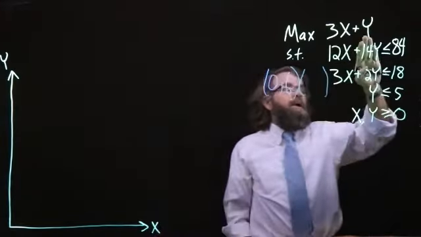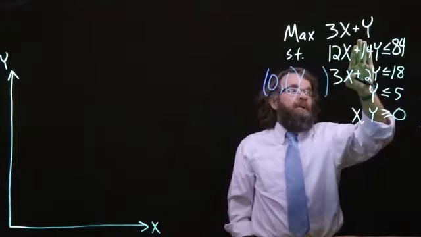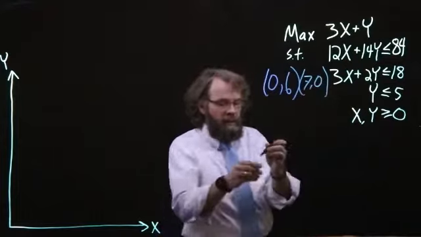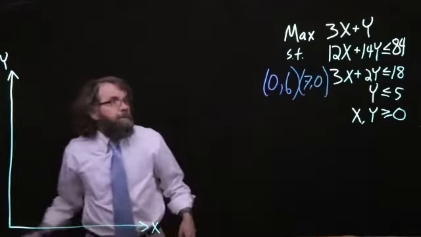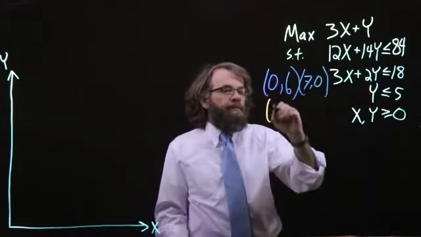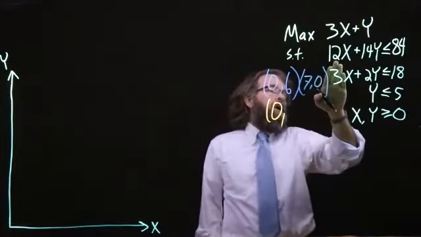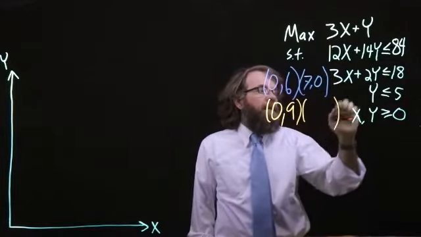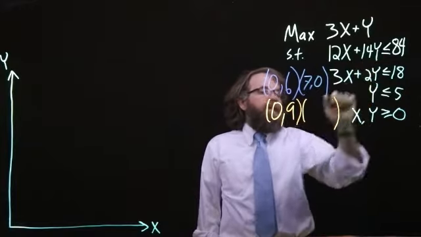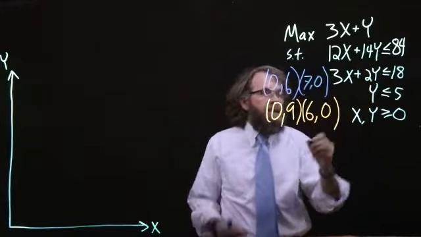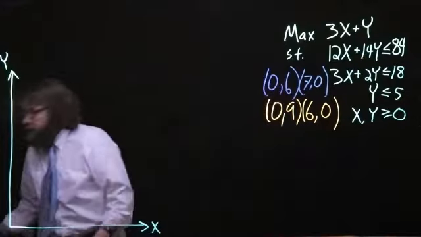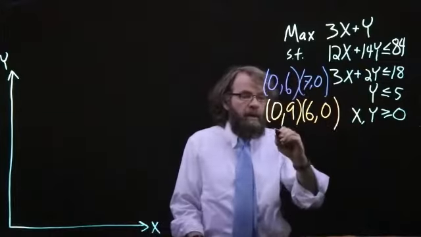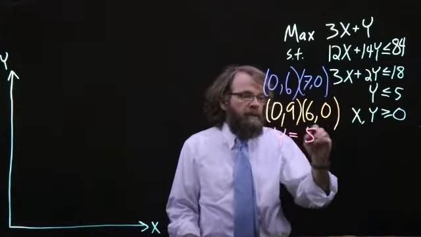And then when we set y equal to 0, we have 12x is less than or equal to 84. So that must mean that x is equal to 7. On our second constraint, we set x equal to 0, and we have 2y is less than or equal to 19. So y is equal to 9. And then when we set y equal to 0, we have 3x equals 18. So x equals 6. And then on our third constraint, y is less than or equal to 5. It just means no matter what, y is just always equal to 5.